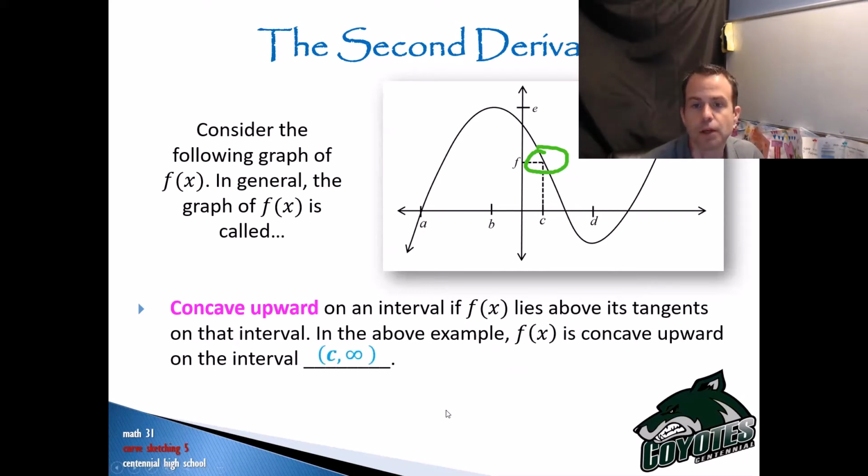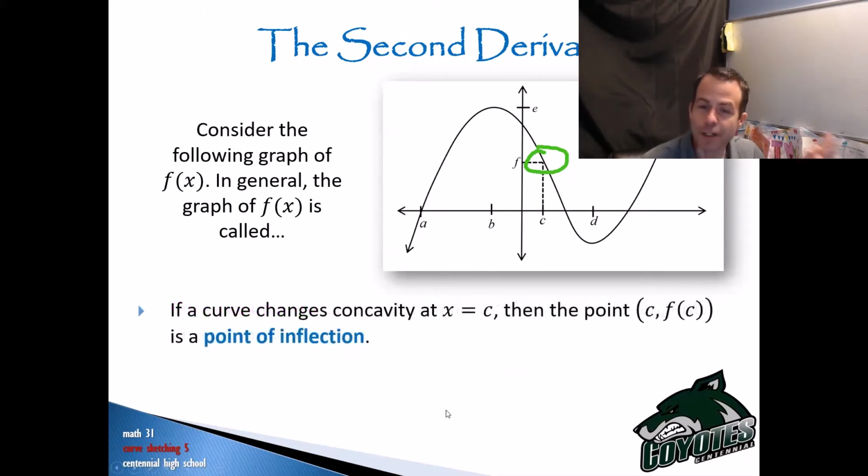Awesome. So if a curve changes concavity, if I'm going from a moment where I concave down to a moment where I concave up, that point, c comma f of c, is called a point of inflection.